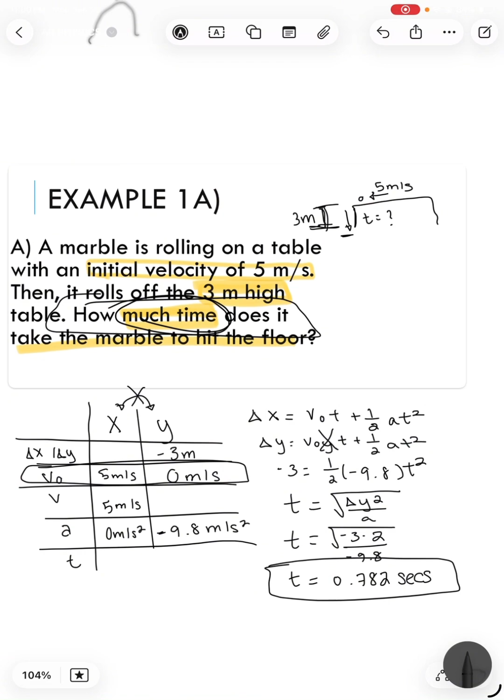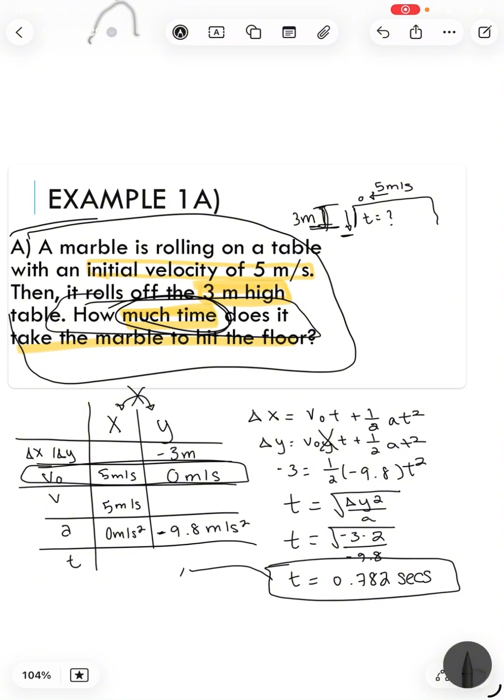Our constants are givens and based off what we were told. We only solved for time. There's many more variables that you can solve for, but now this time goes in for both x and y. So now your graph is filling up a little more as time goes on. So then the next question would be find delta x and so on.